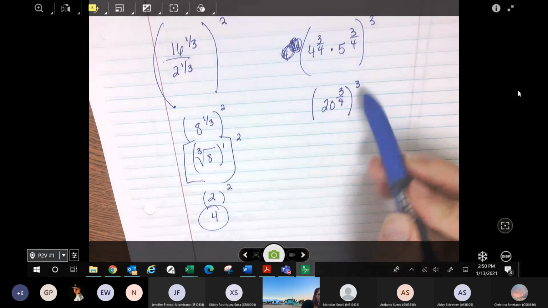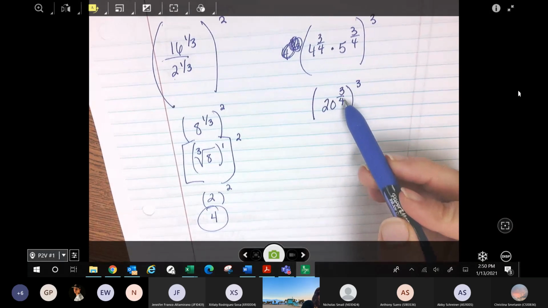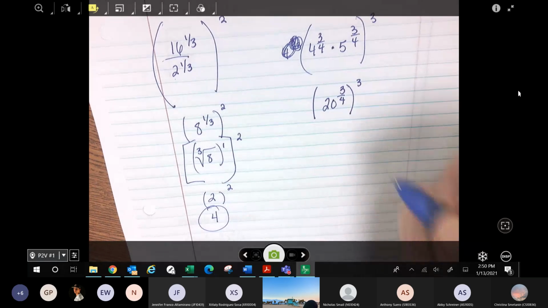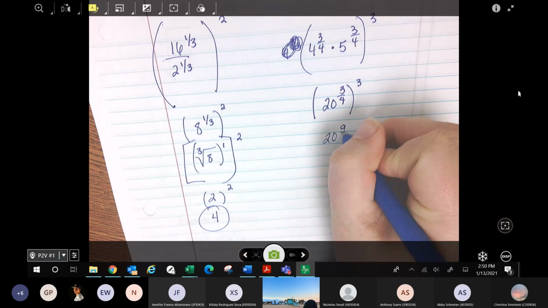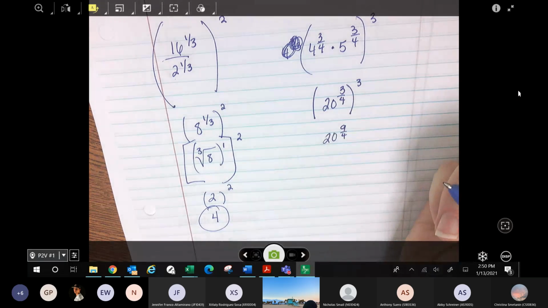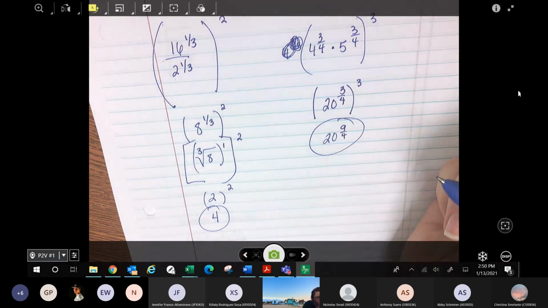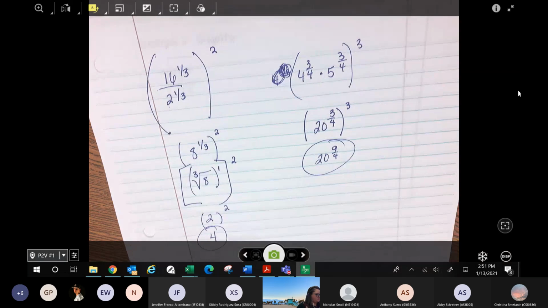Now you're just going to use power to a power, multiply those together. So 3/4 times 3, the 3 times 3 is 9. That's going to be 9 over 4. So this is 20 to the 9/4 power. All right, so I think the rest should be all notes.